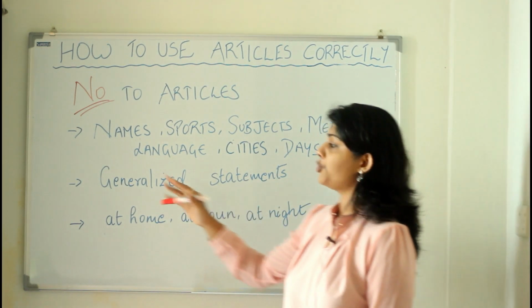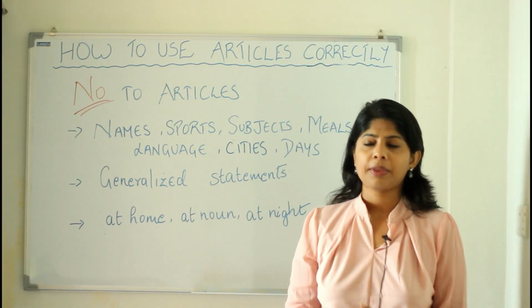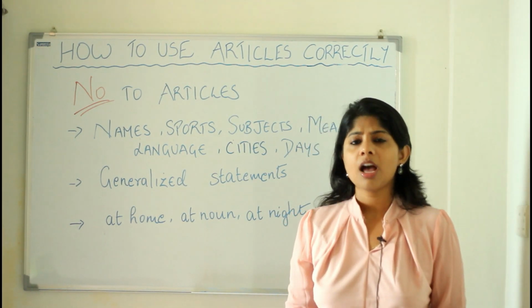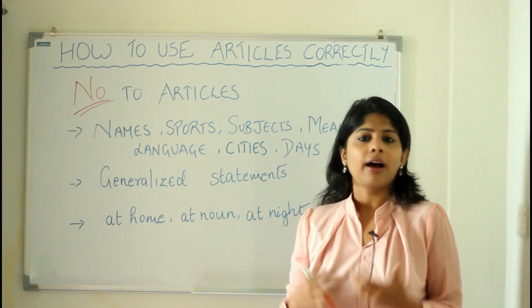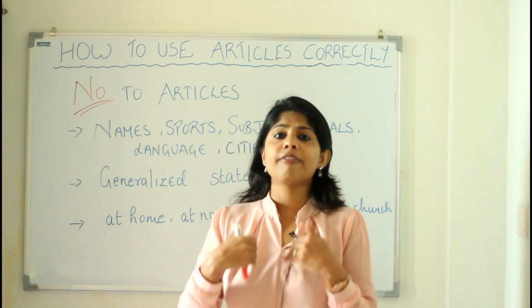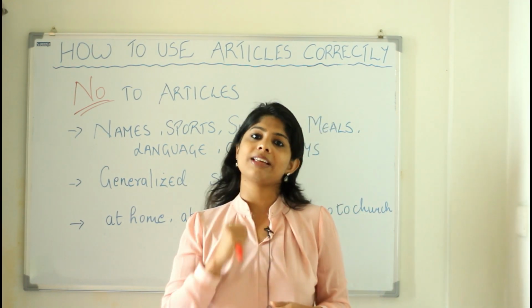Now when you're making generalized statements, you do not use articles. I don't like to play sports. This is a general statement. I don't like apples. Again a general statement. So in case of these kind of general statements, where I'm talking about all apples or all sports, I do not use an article.